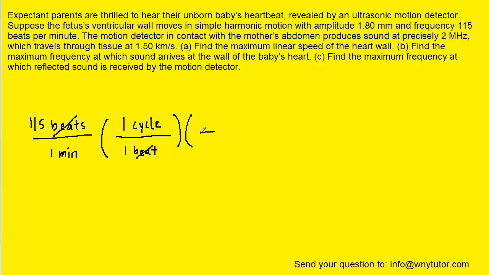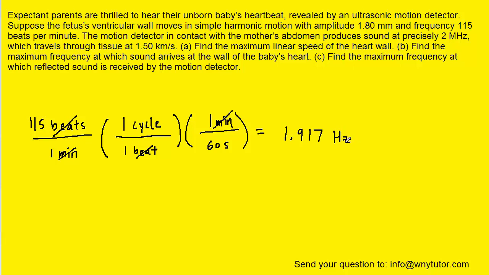And then, of course, we know that 1 minute is equivalent to 60 seconds, and then we can eliminate the minutes. So we'll go ahead and calculate this frequency. And we get roughly 1.917 cycles per second. We can write cycles per second as hertz, so this is the standard unit for frequency.